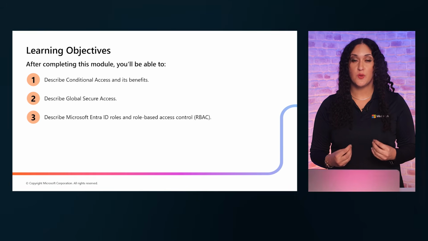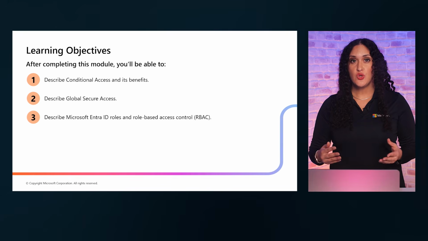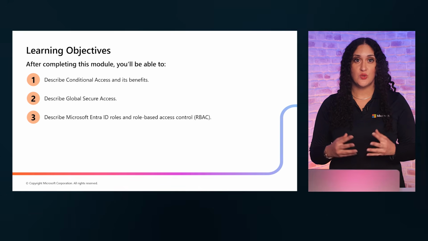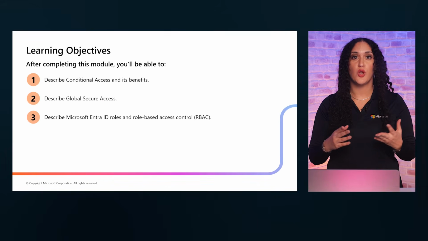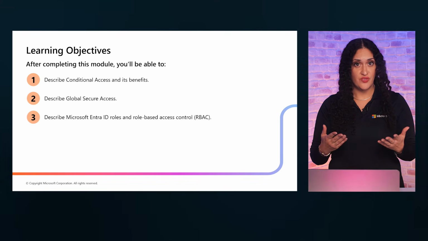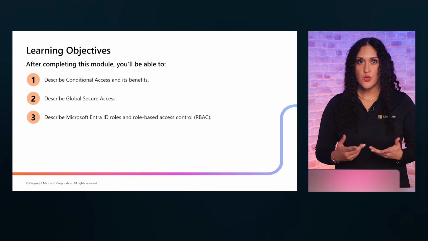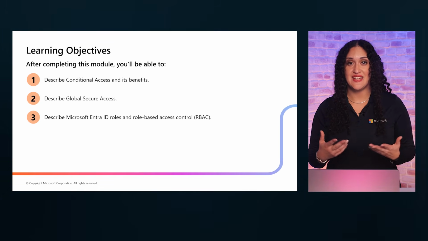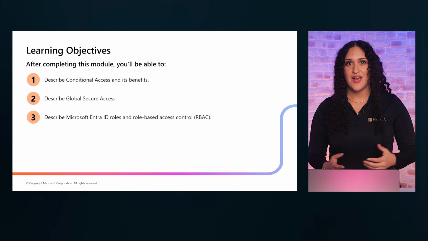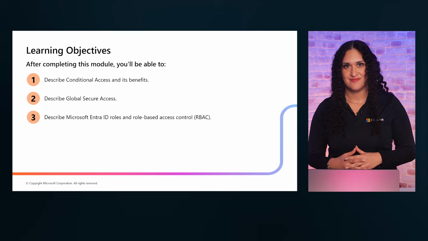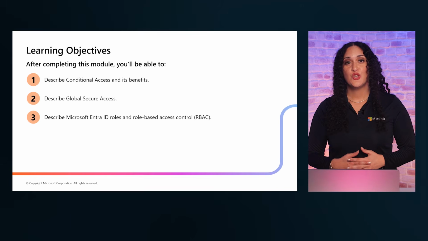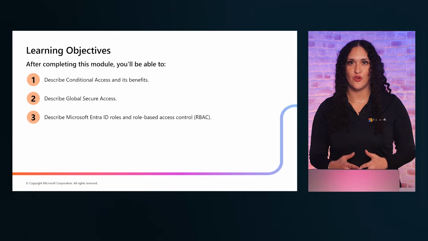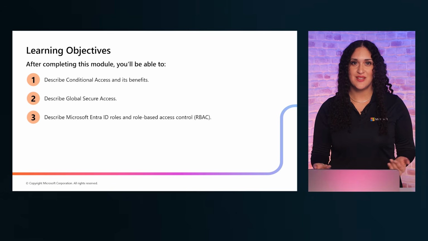In this section, we will explore access management capabilities in Microsoft Entra, starting with conditional access, which uses simple if-then logic to decide when access should be allowed, restricted, or blocked, based on signals like user device, location, and risk. We also introduce global secure access, which brings identity, network, and endpoint controls together to secure access to apps and resources from anywhere. Finally, we will take a look at Microsoft Entra roles and role-based access control, showing how organizations can assign the right level of permissions to the right people and reduce risk by following the principle of least privilege.